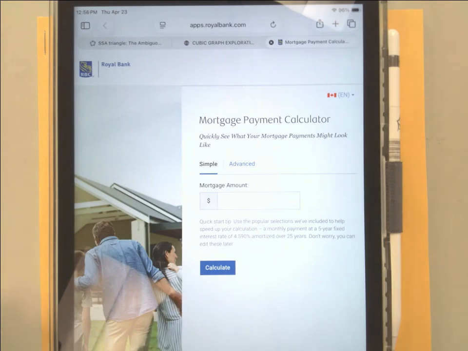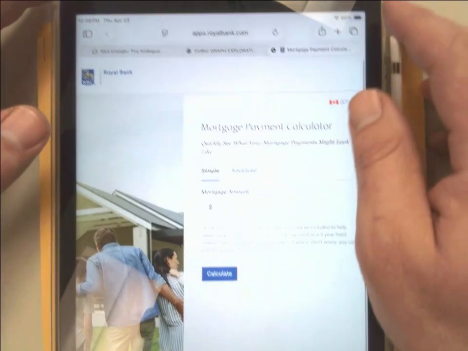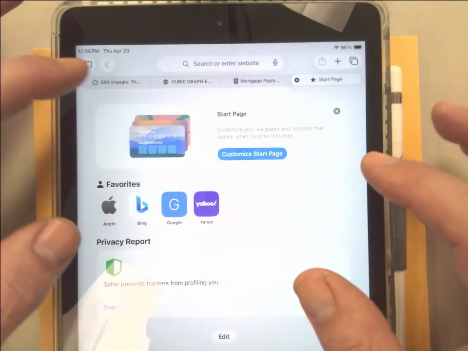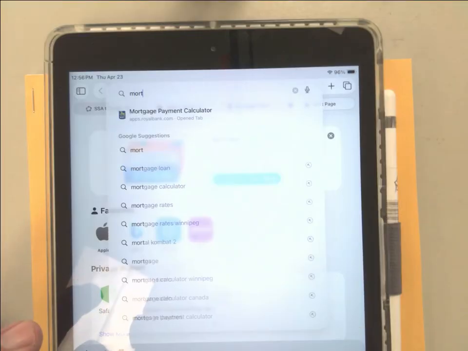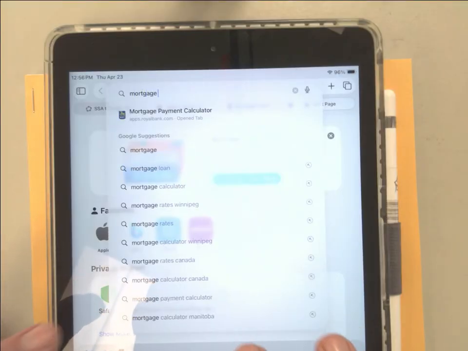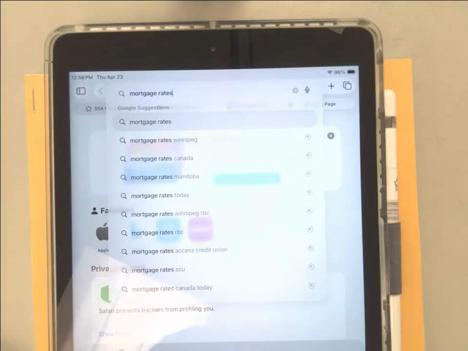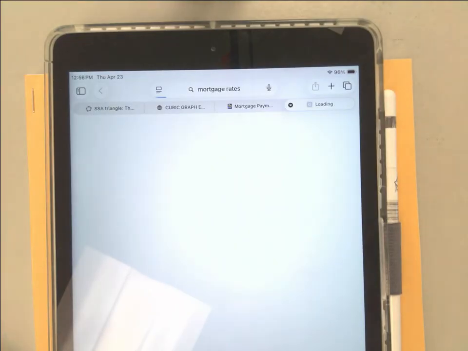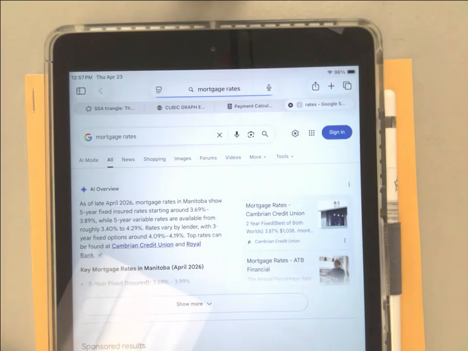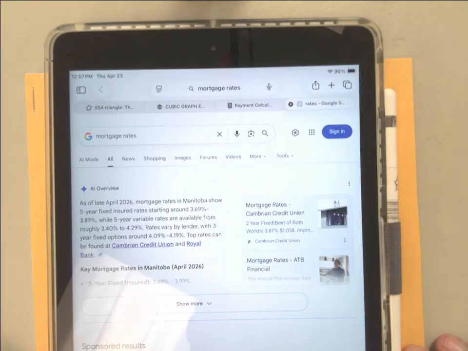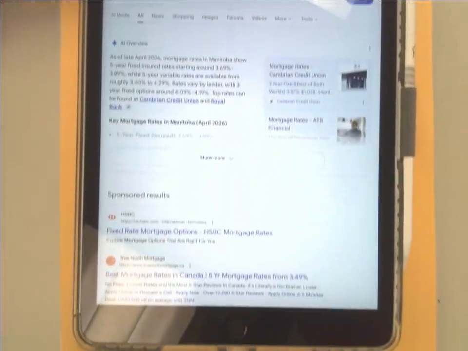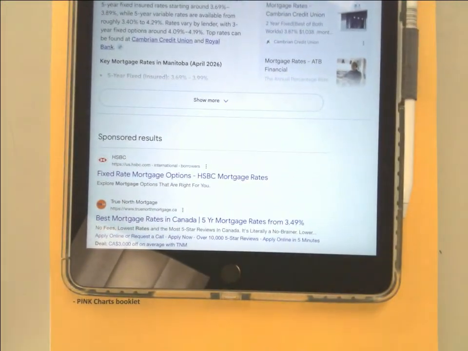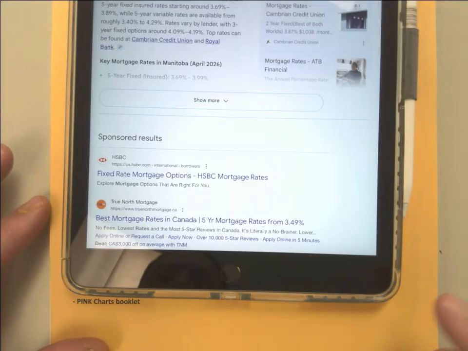I'm going to look up a new tab here, and I'm just going to search mortgage rates. Can you please do that, because there's terminology that I need you to know before you graduate. I just want you to know that. And we are going to pick. If you're not doing it yourselves, that's okay. Just look up here and follow.